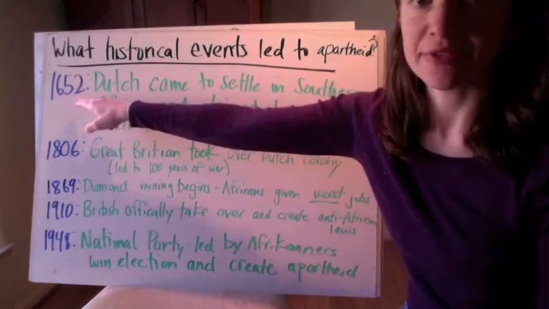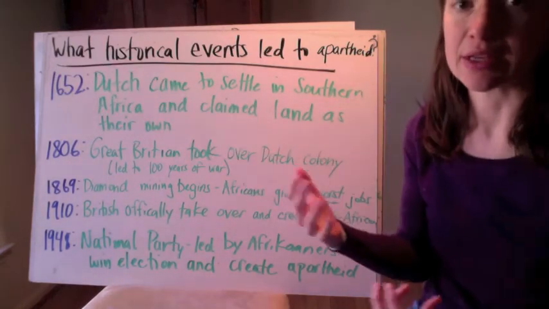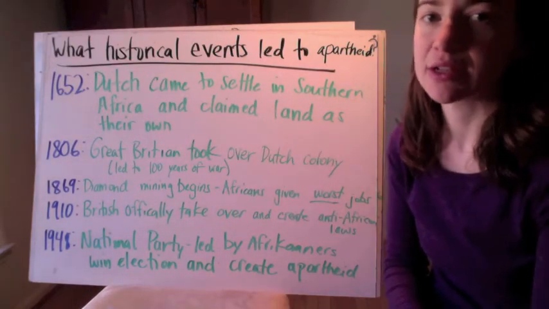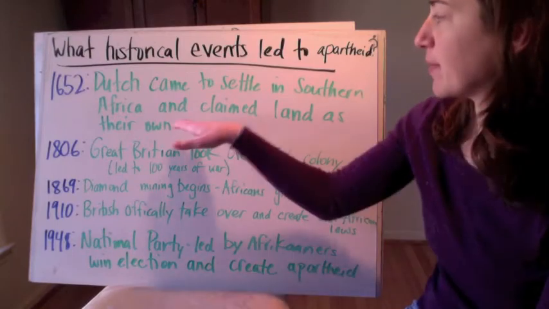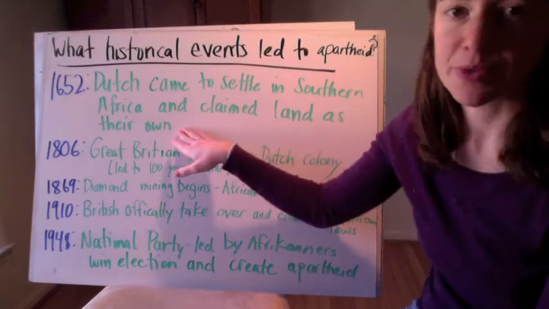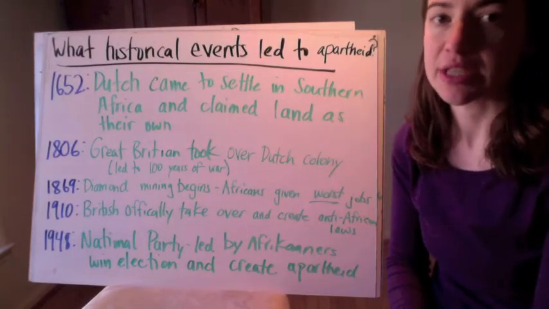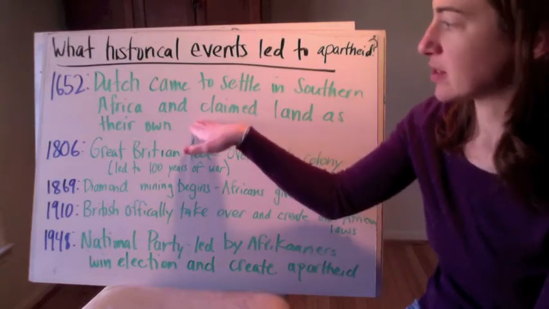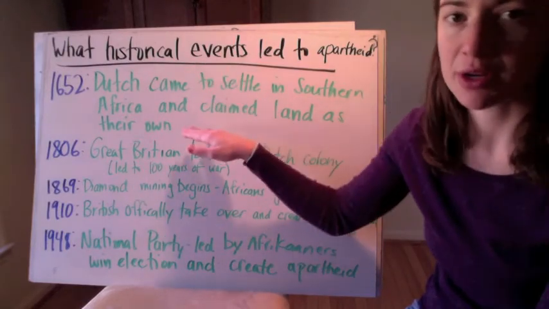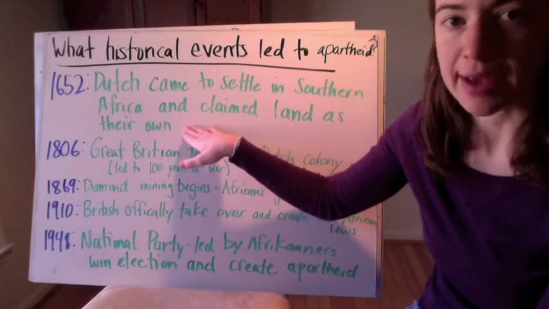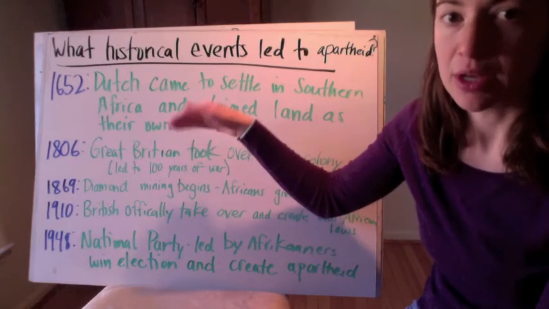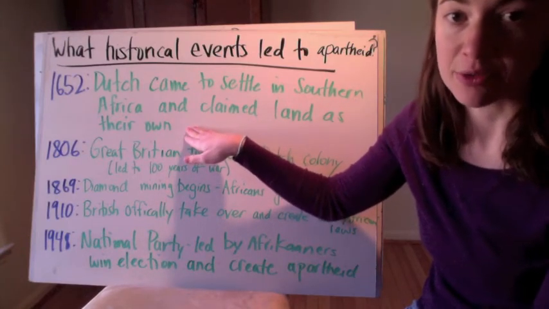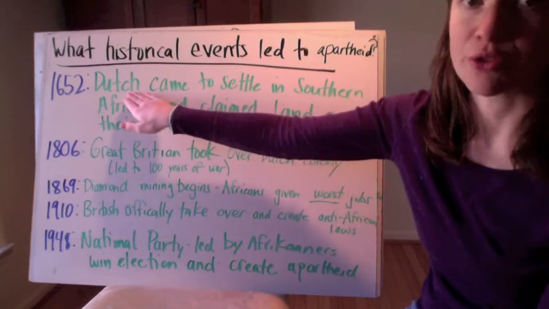So 1652 was kind of the beginning, and this is when the Dutch came to settle in South Africa and claimed land as their own. So we've talked about imperialism and colonization before. This is when it hit South Africa. So the Dutch came from Europe and took over southern Africa, claiming it as their own. Again, there were already natives there, as we've studied, but the Dutch took over.